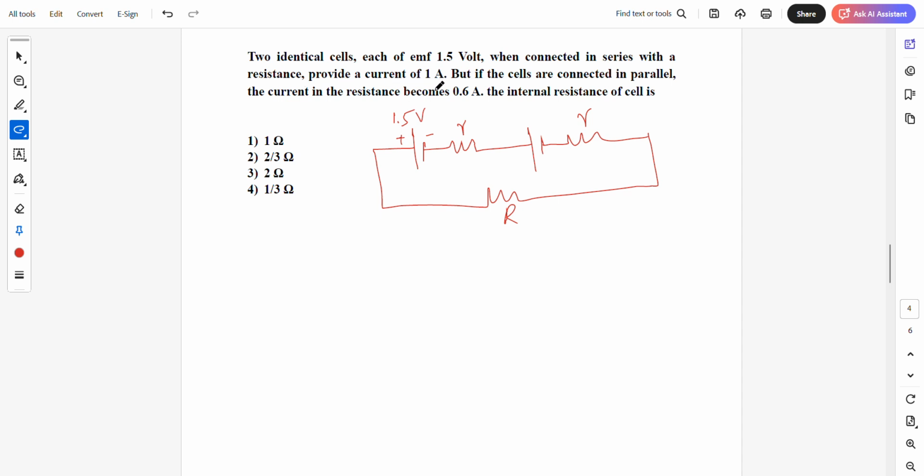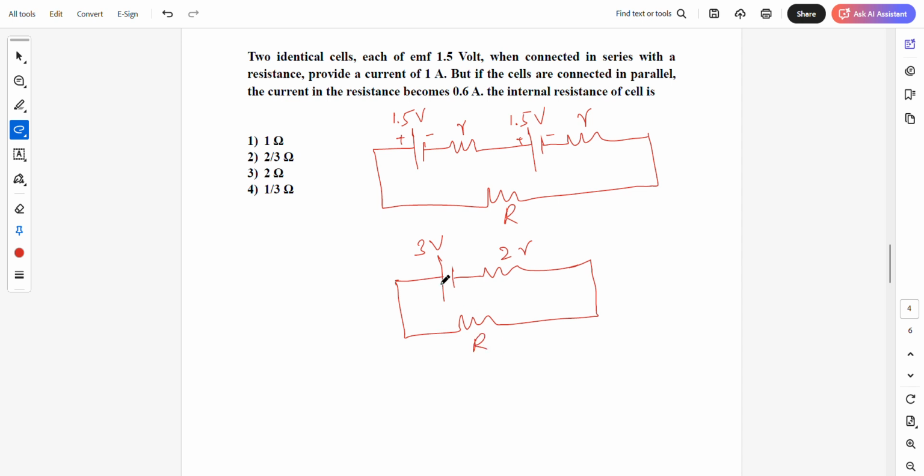Provide a current of 1 ampere. And this is how much? 1.5 volts. This is R. Both are in series. See the polarity here. Same polarity, I can add up the polarities. How much will this be? This will be 2R. This will be 3 volts. Isn't it? This will be how much?